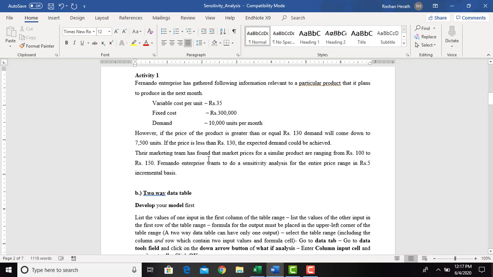Their marketing team has found that the market prices for a similar product range from 100 to 150.